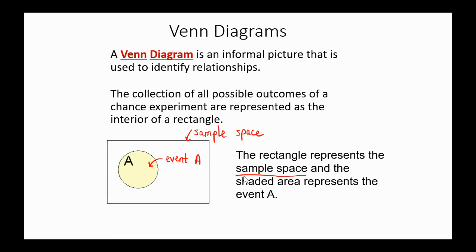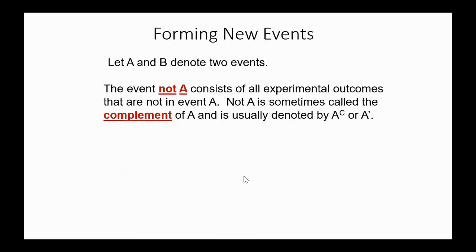And then I want to introduce, I know we're getting close to time. I want to do one more slide to introduce the topic of complement, and then we'll call it quits. So if A and B are two events, the event not A consists of all experimental outcomes that are not in event A. Not A is sometimes called the complement of A.